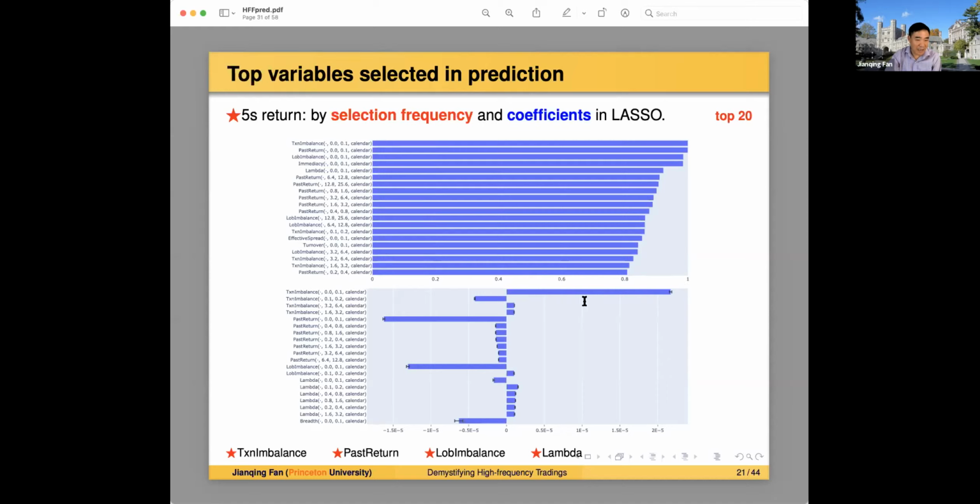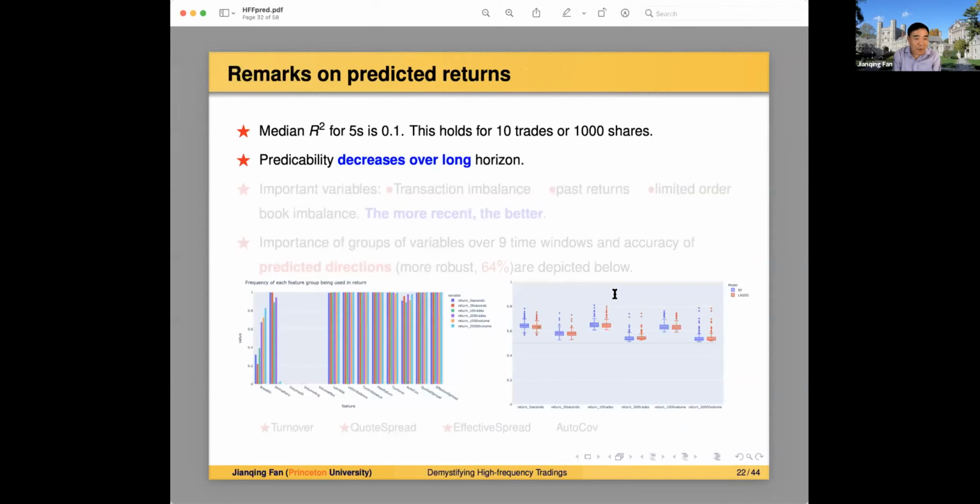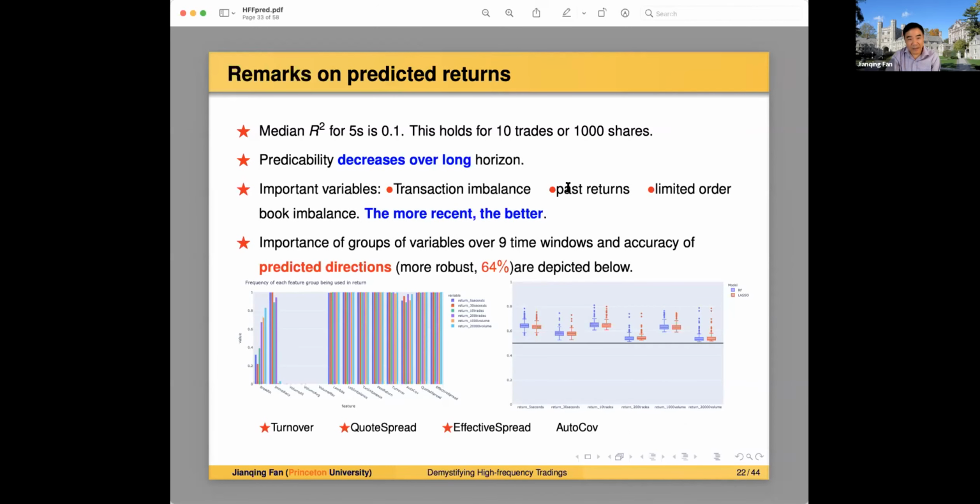Their coefficients are highly significant, and as you could imagine, the most immediate time is the most powerful predictor. I mean, the closest to the current time is the most powerful predictor. So a quick summary of what we said is that the median R square for 5-second prediction is 0.1, and this also holds for 10 trades and 1,000 trades. The predictability decreases over time, and important variables include transaction imbalance, past return, and limit order book imbalance, and the more recent, the better the prediction. And if you are curious about the predicted direction, it is 64% correct.